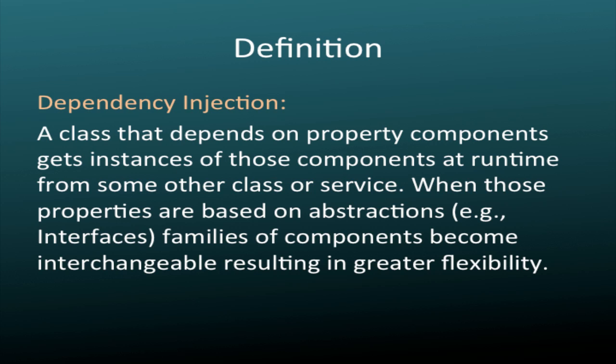So let's begin with a definition of dependency injection. A class that depends on property components gets instances of those components at runtime from some other class or service. When those properties are based on abstractions, for example, interfaces, well, then families of those components become interchangeable, resulting in much greater flexibility. We'll see there are different ways of doing dependency injection. There's manual techniques and there's automation techniques. But we'll begin by examining a problem where dependency injection could provide a solution resulting in greater flexibility.